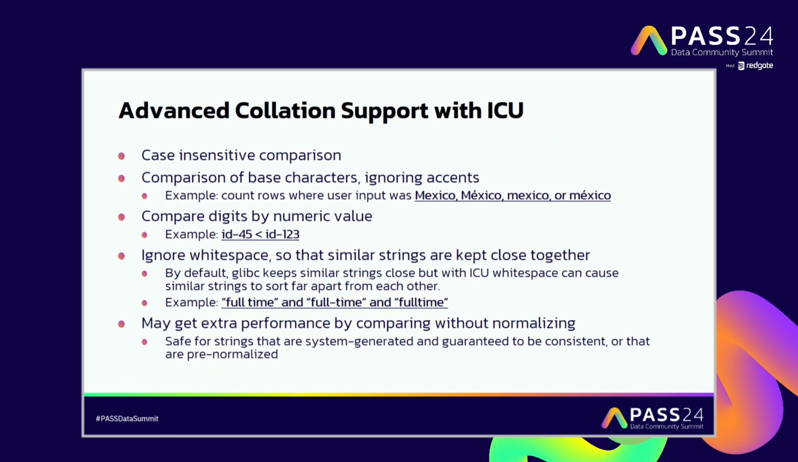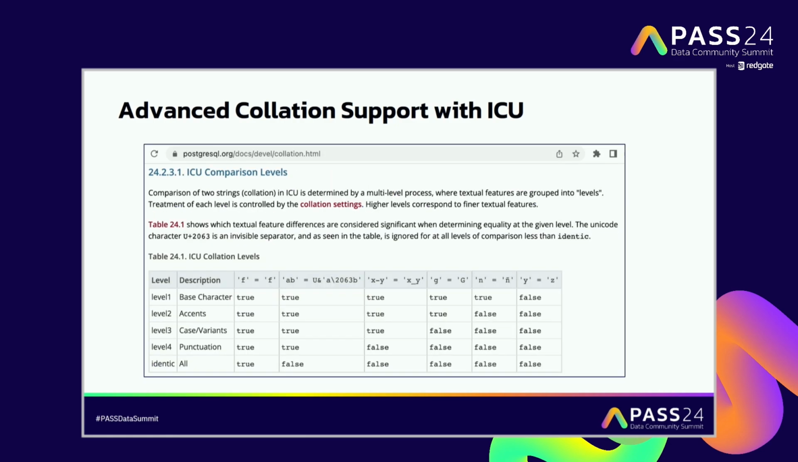A couple advanced tricks. ICU is the place you go for collation. Just go to ICU. ICU is amazing. ICU has a lot of functionality that you just can't even get from the operating system, from the C libraries. And it's really, really cool. So things like case insensitivity, things like ignoring accents, numeric value comparisons, some really cool things. The Postgres docs, again, are stellar and kind of walk through the basic usage.